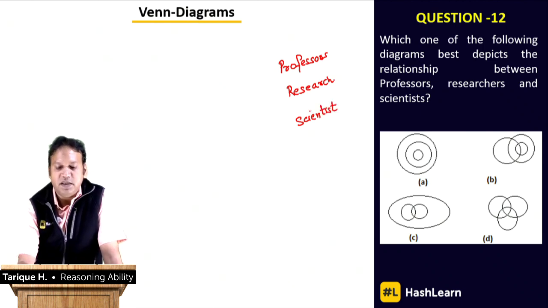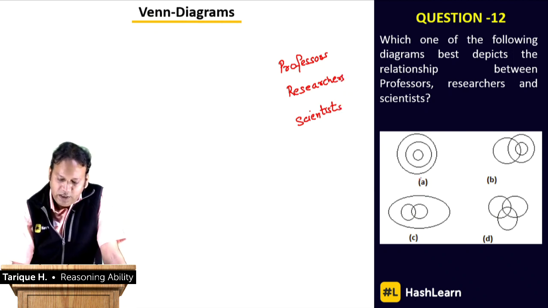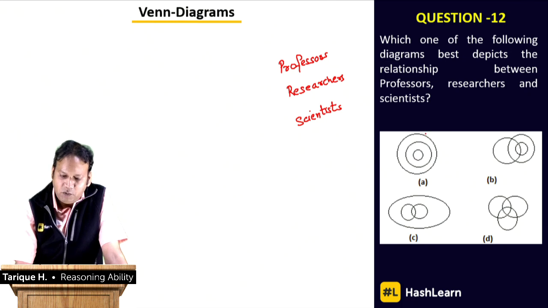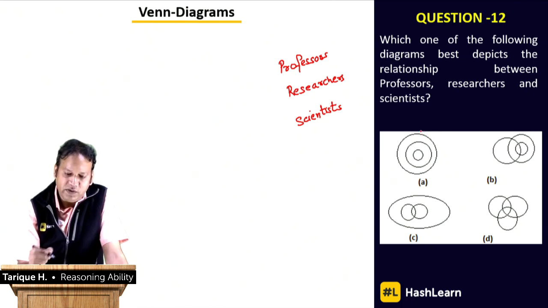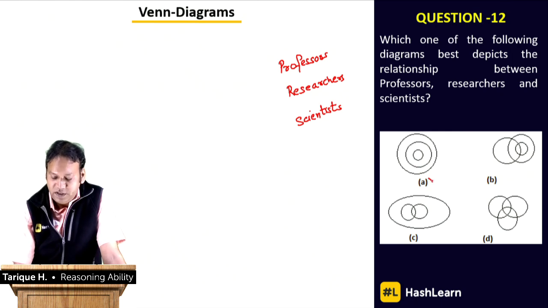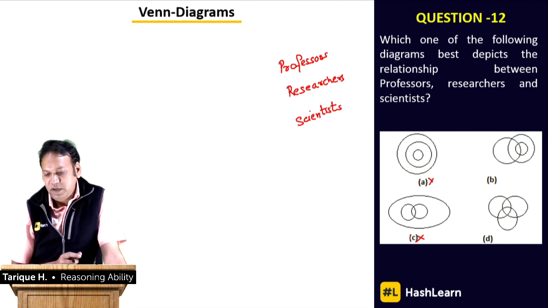Professors, researchers, and scientists. If you look at A, now what would be the largest circle here? Would we say that researchers is the largest circle? Okay, that's not possible. We can't put all scientists and professors under researchers. We can't say all professors are researchers. So A is definitely out here. Can we say that researchers is a bigger circle and that all scientists will be inside and then professors will be inside? I don't think that would be the best way to represent it either.